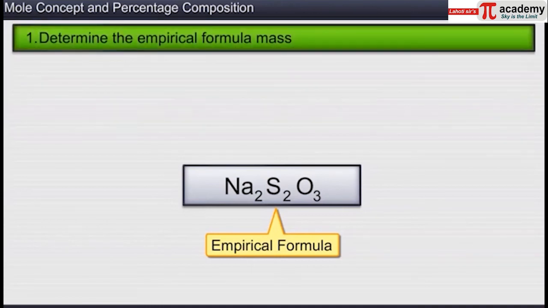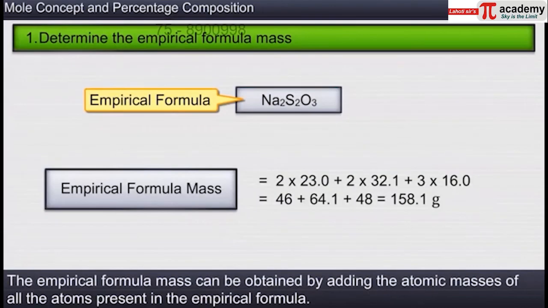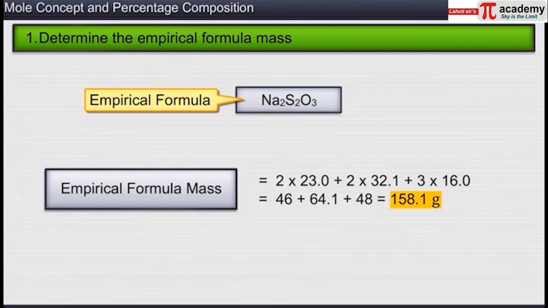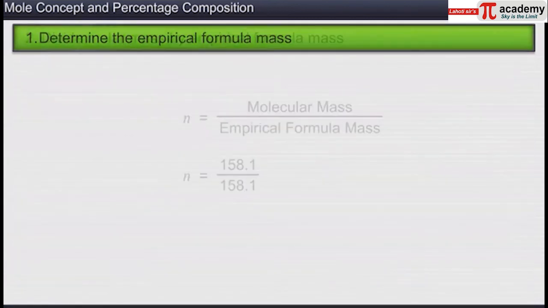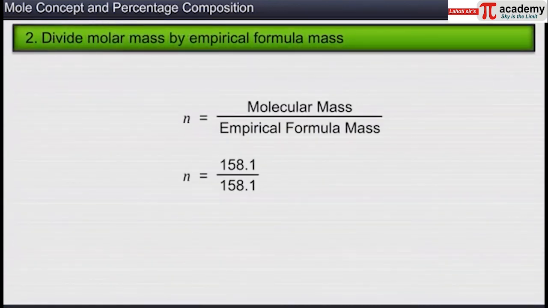Now, let's see the steps to determine the molecular formula. First, calculate the empirical formula mass. The empirical formula mass can be obtained by adding the atomic masses of all the atoms present in the empirical formula, which is 158.1 gram. Now, divide the molar mass by the empirical formula mass to identify the value of N, which we get as 1.